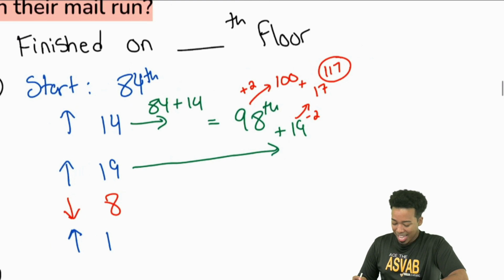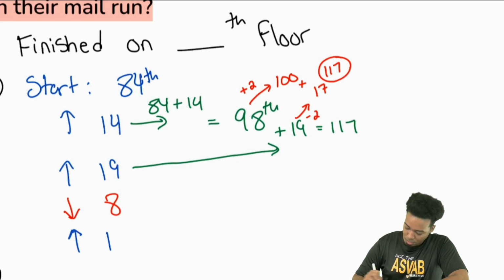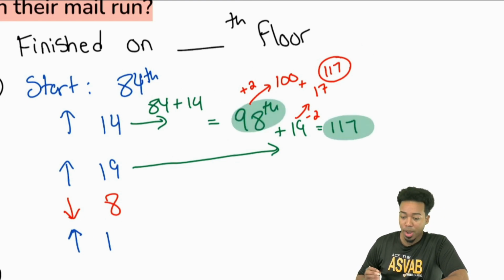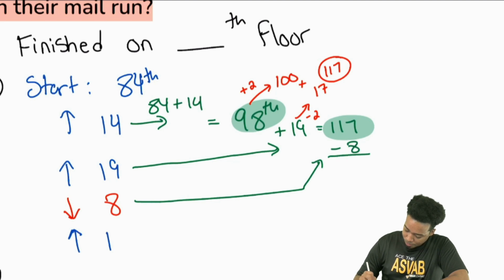But now that we're at the 117, going down 8 floors, what did we say we would do? Right, we would subtract the 8. So now that we're here, let's go ahead and subtract the 8. And that's going to give us what? 109.